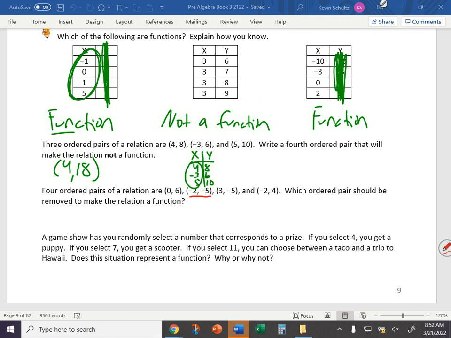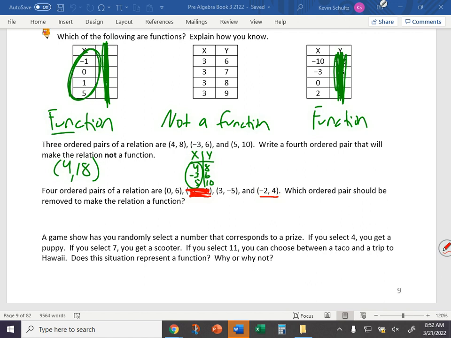Do we agree? Do we have a secondary answer? Camille? You could also remove (-2, 4). You wouldn't have to remove them both, just remove one of them, right? Because if we remove one of them, now we only have one x value of -2, which would make this a function.